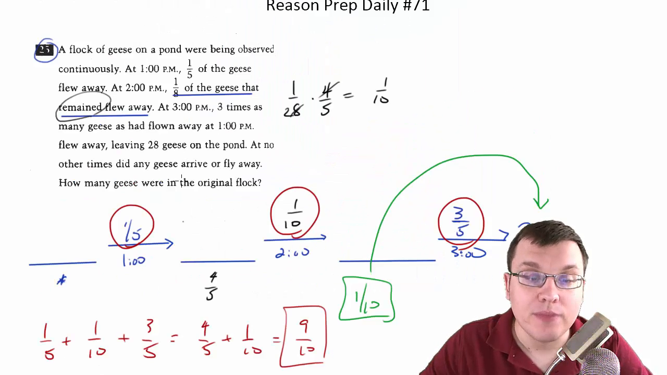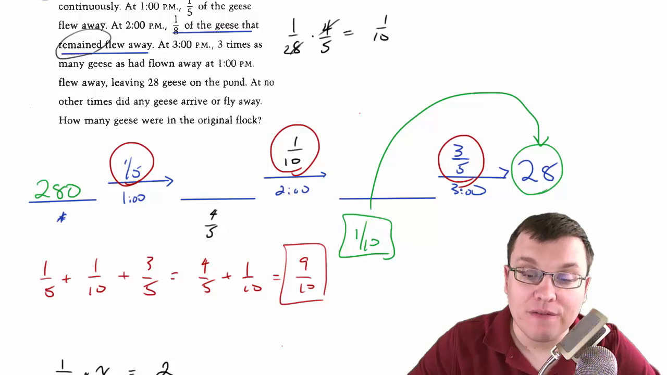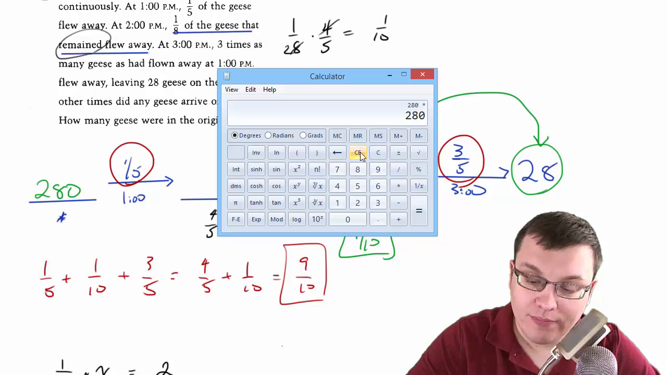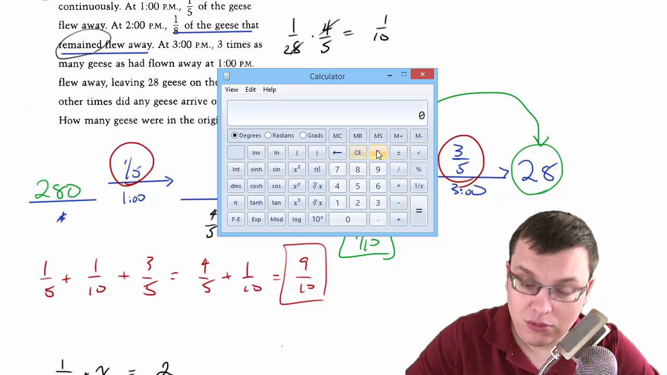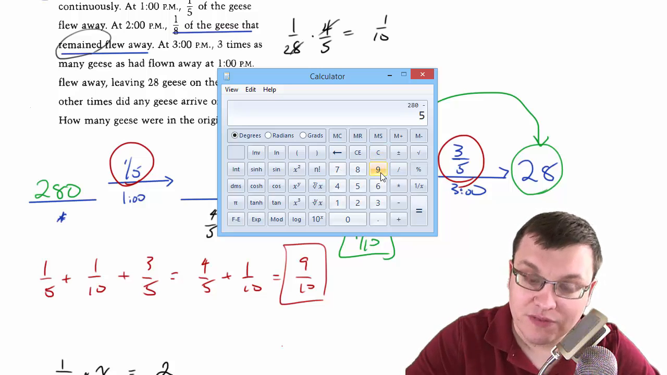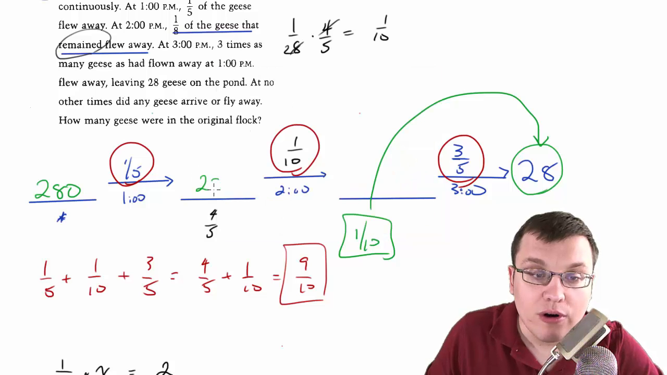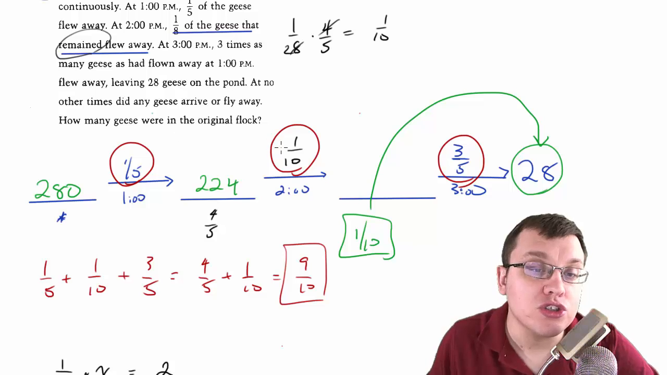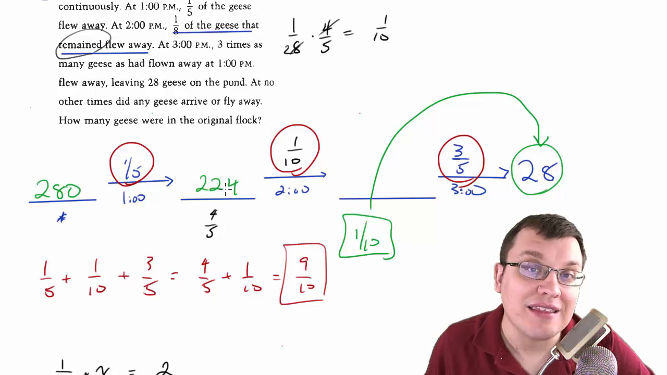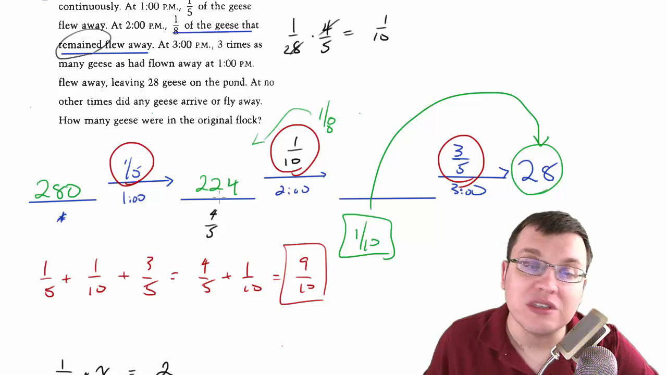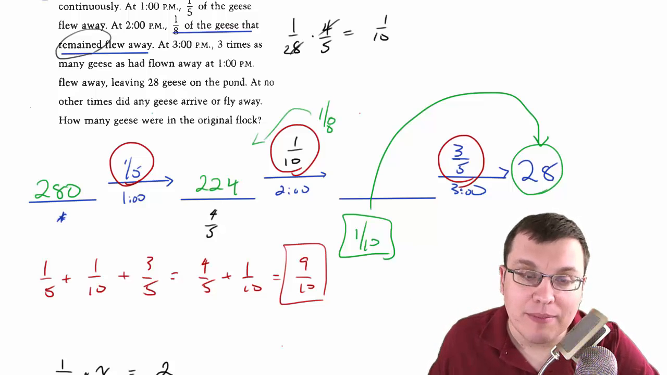Starting with 280. So first, let's take away 1/5 of 280. 1/5 of 280 is the same thing as 280 divided by 5. So it's 56, so I'll subtract 280 minus 56. So this is going to be 224. Now remember, at this step, I removed 1/10 of the original, so you can take 1/10 of 280 and subtract that from this. Or remember, this is 1/8 of whatever was left at this step. So either way, you're going to get the same answer.